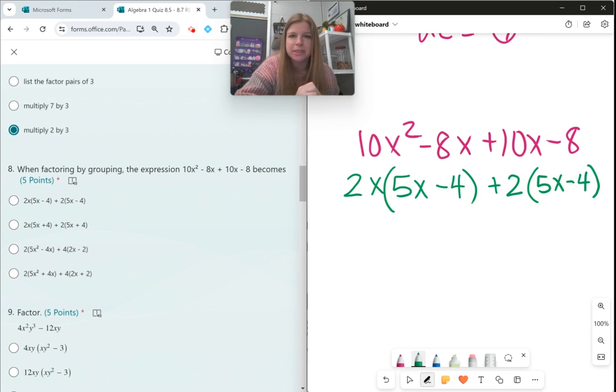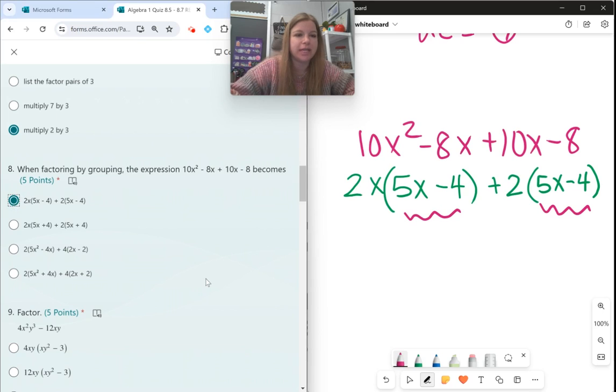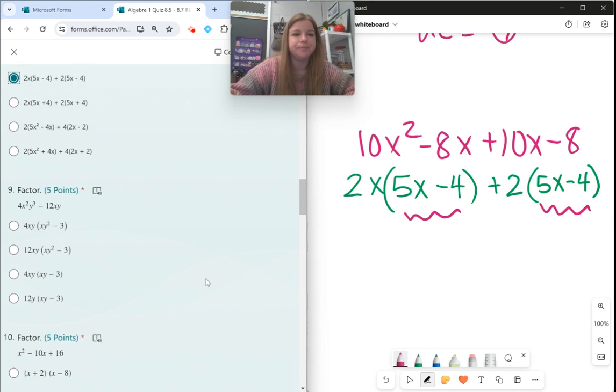How do I know I'm doing this correctly? It's because I see the twins. After factoring out my GCFs, if you have identical values inside those parentheses, it means you're doing it right. And so the first answer is actually my correct answer.